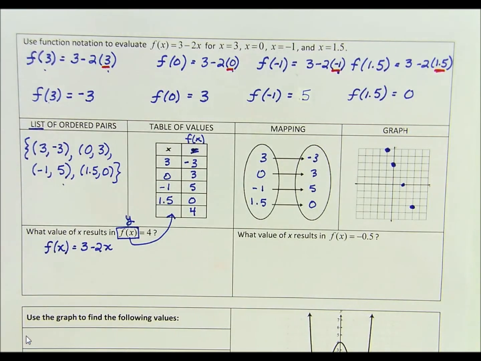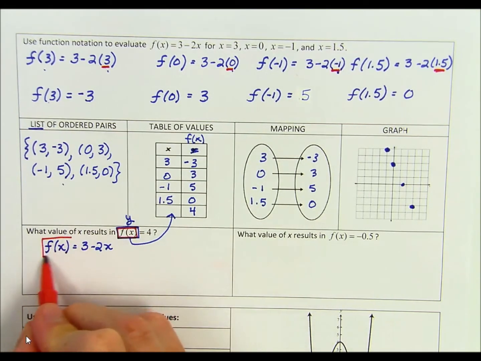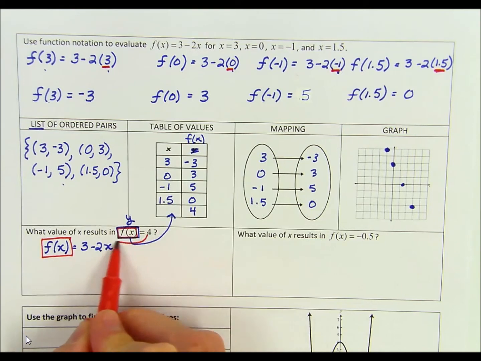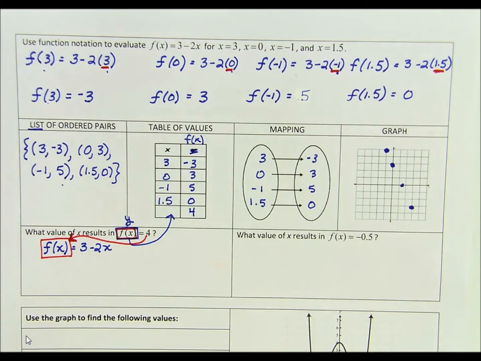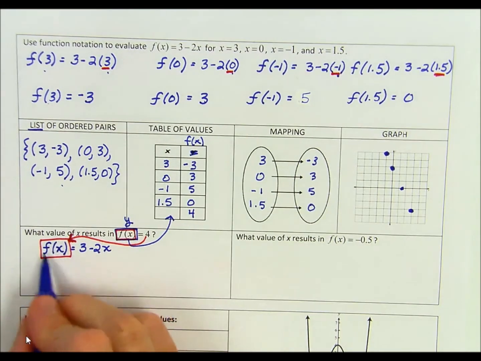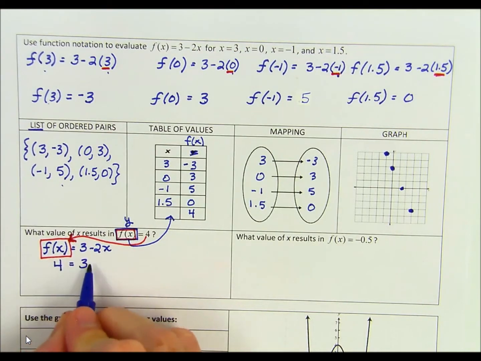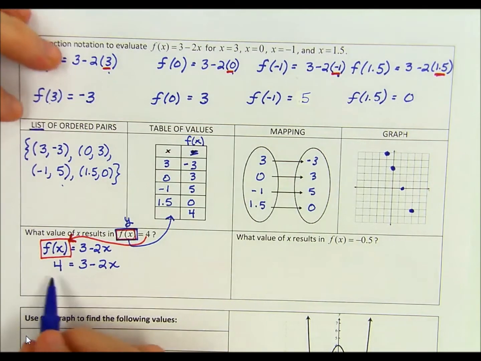Now, what value of x results in f of x? Well, notice I have a box around f of x. Well, here is f of x. This is telling me that f of x is equal to 4. So what I can do is take this 4 and replace that entire box with 4. So I'm going to take f of x out and put a 4 there, and go ahead and write my function down. Now I have created an equation that I can solve.